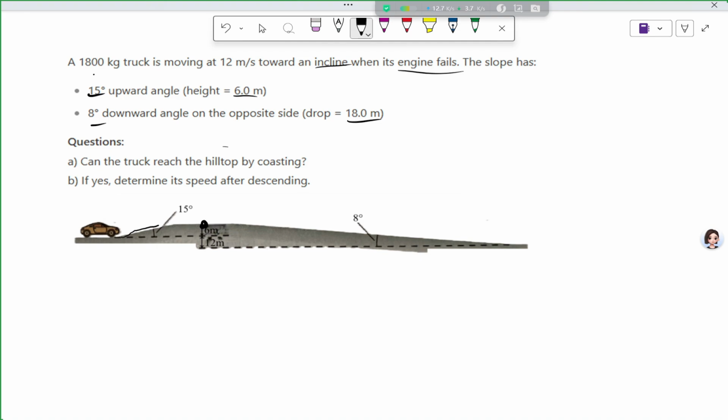This is the hilltop. B. If yes, determine the speed after descending. Obviously, this is a conservation of energy problem. For part A, it's asking you, can the truck reach the hilltop by coasting?